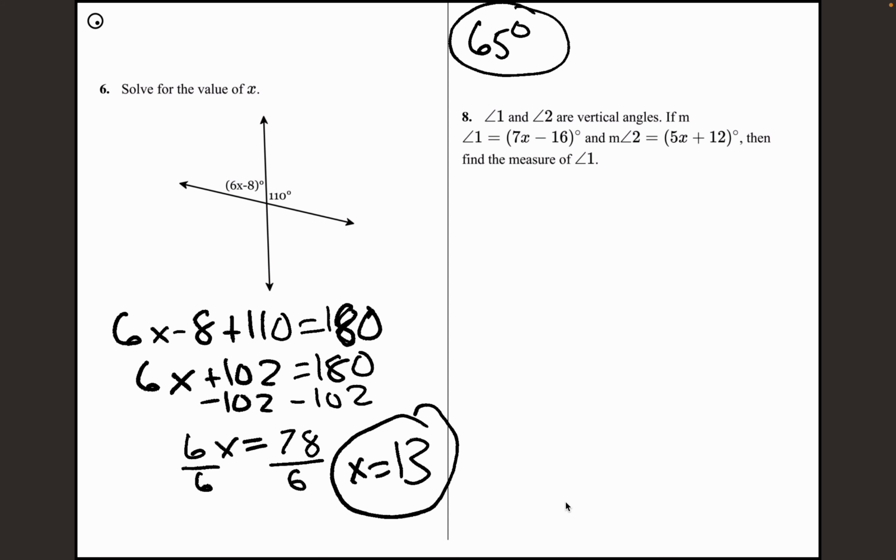Perfect. All right, let's look at this final example. Angle 1 and angle 2 are vertical angles. If angle 1 equals 7x minus 16, angle 2 equals 5x plus 12, then we need to find the measure of angle 1. If they are vertical angles, what do we do to solve? If they're vertical angles, how do we solve this one? Well, what do we know about vertical angles? They're the same, so how can we solve for x?